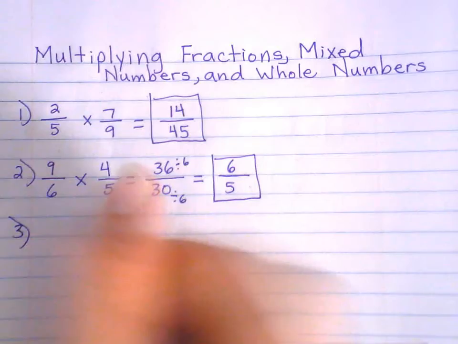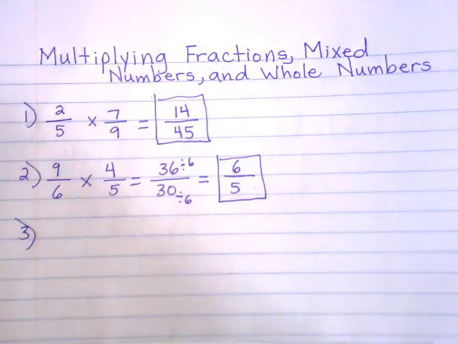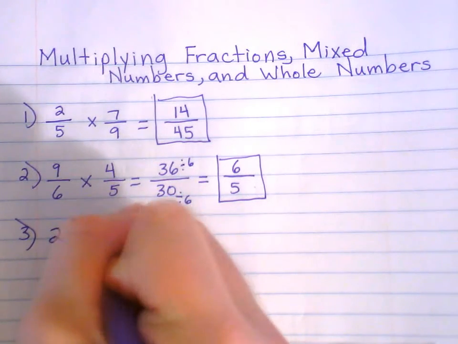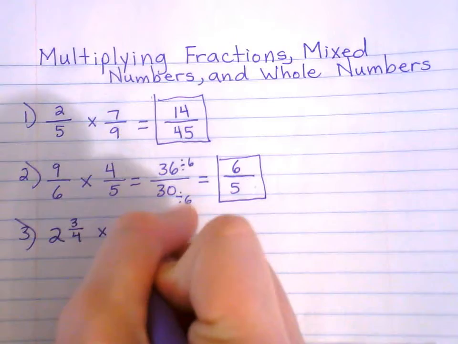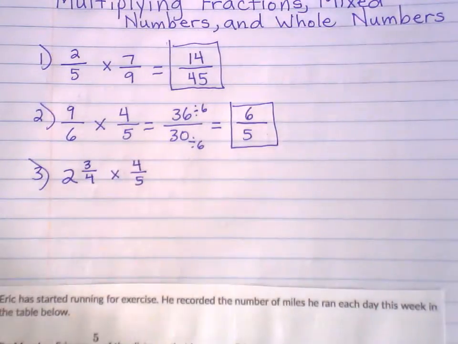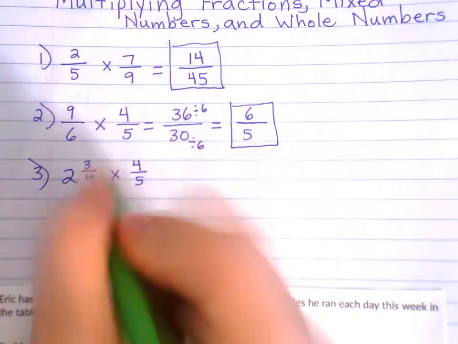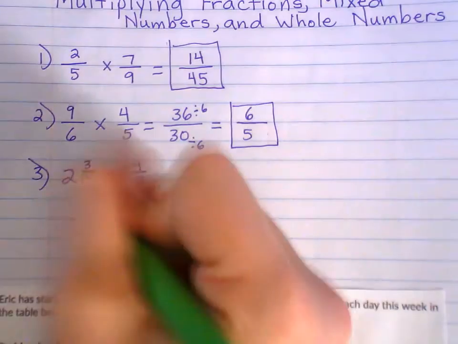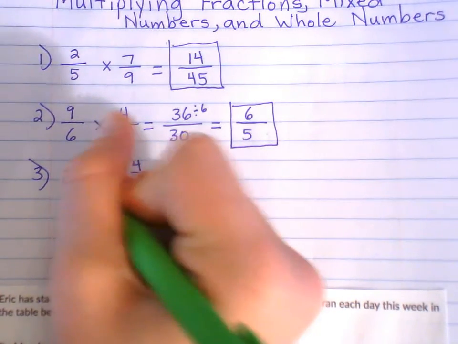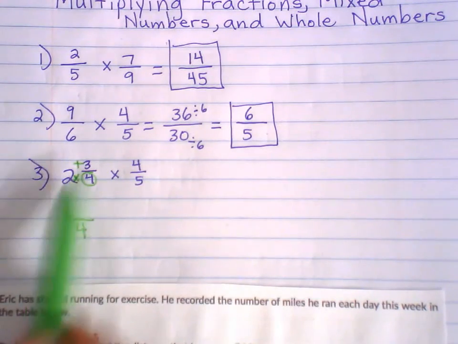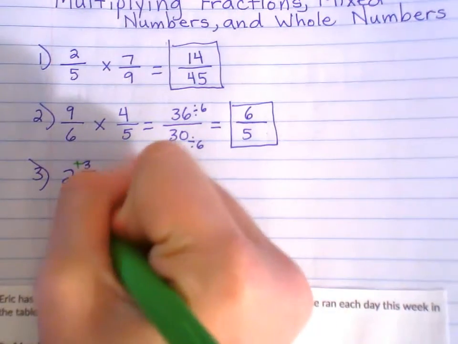Now, sometimes they're going to be written as mixed numbers. So 2 3/4 times 4/5. With mixed numbers, the trick is just write it as an improper fraction, a fraction greater than 1. So use the same denominator of 4. Just bring that denominator down. And then you do 4 times 2 plus 3. So 4 times 2 is 8, plus 3 is 11. So 11/4.